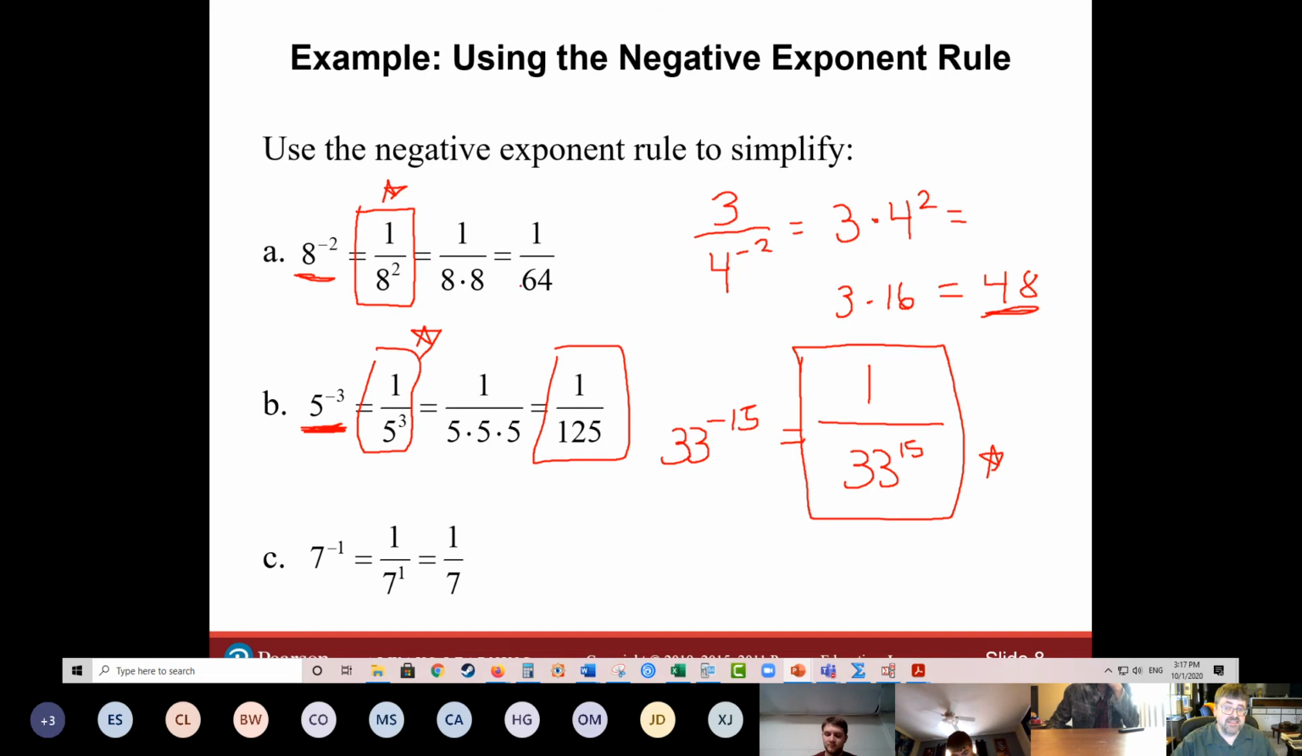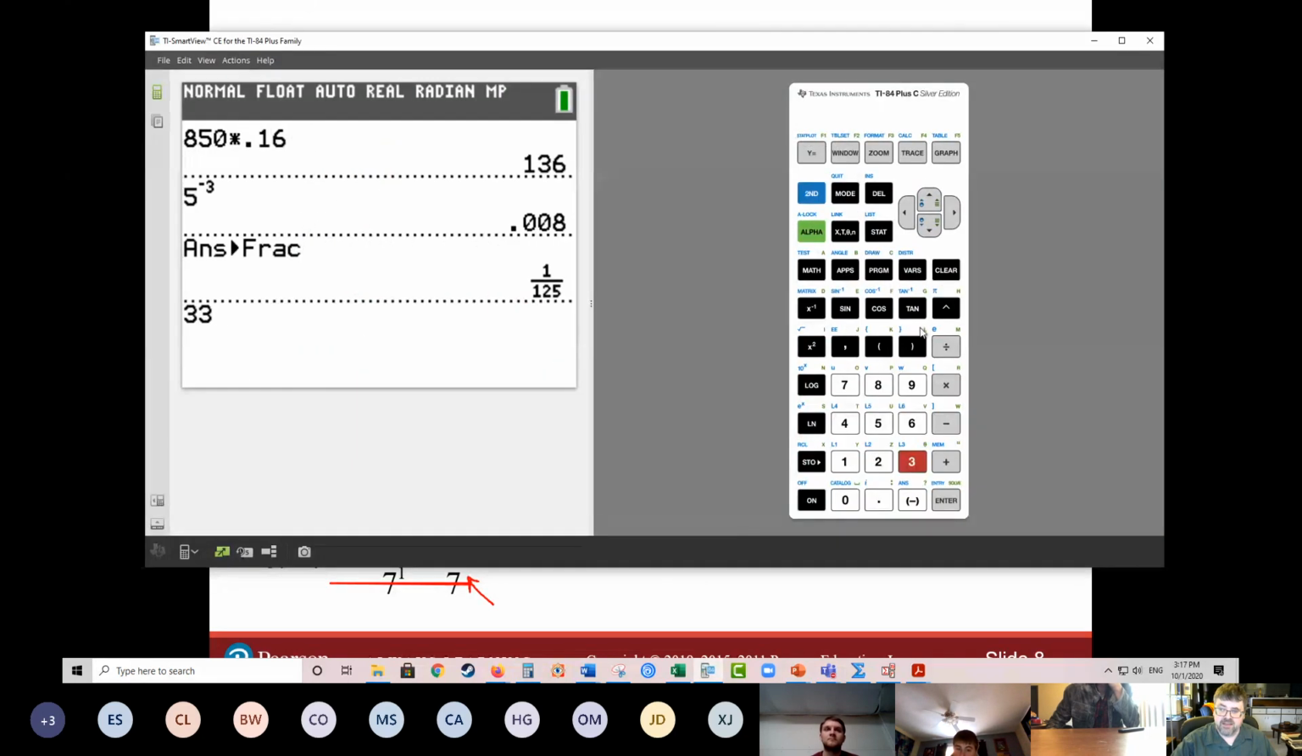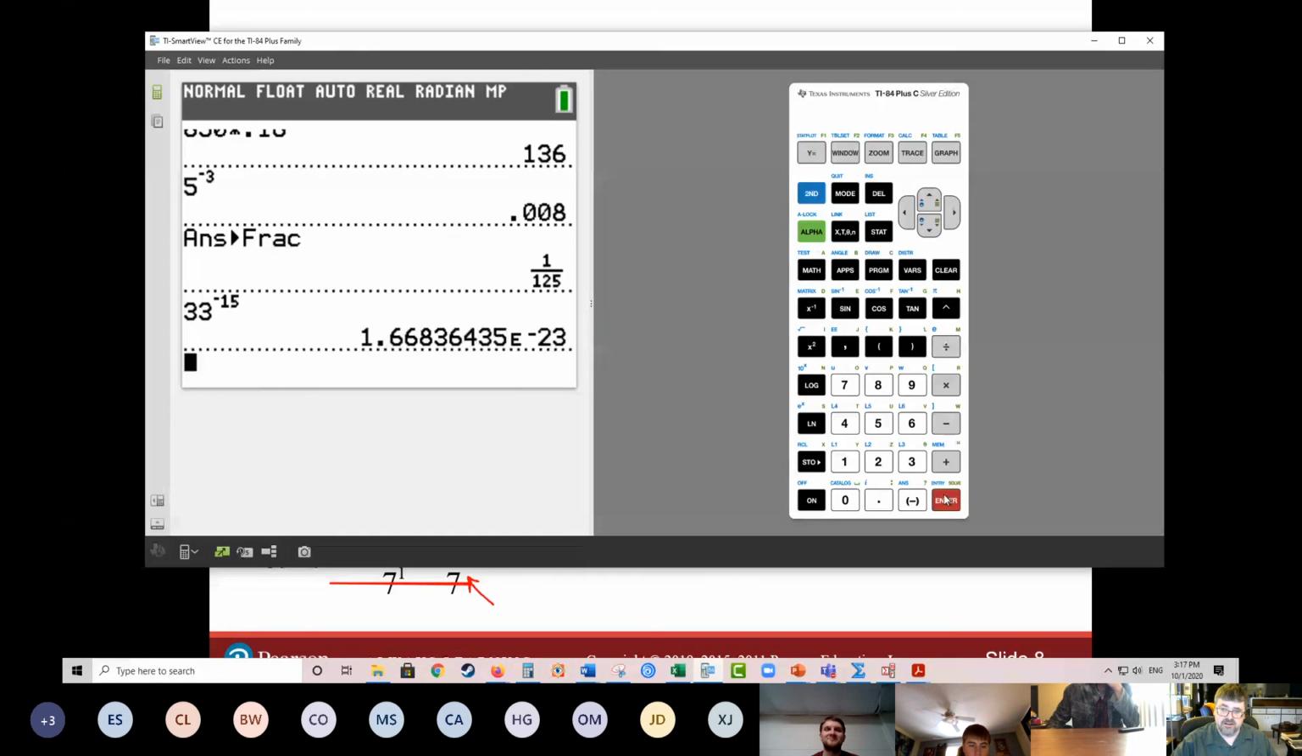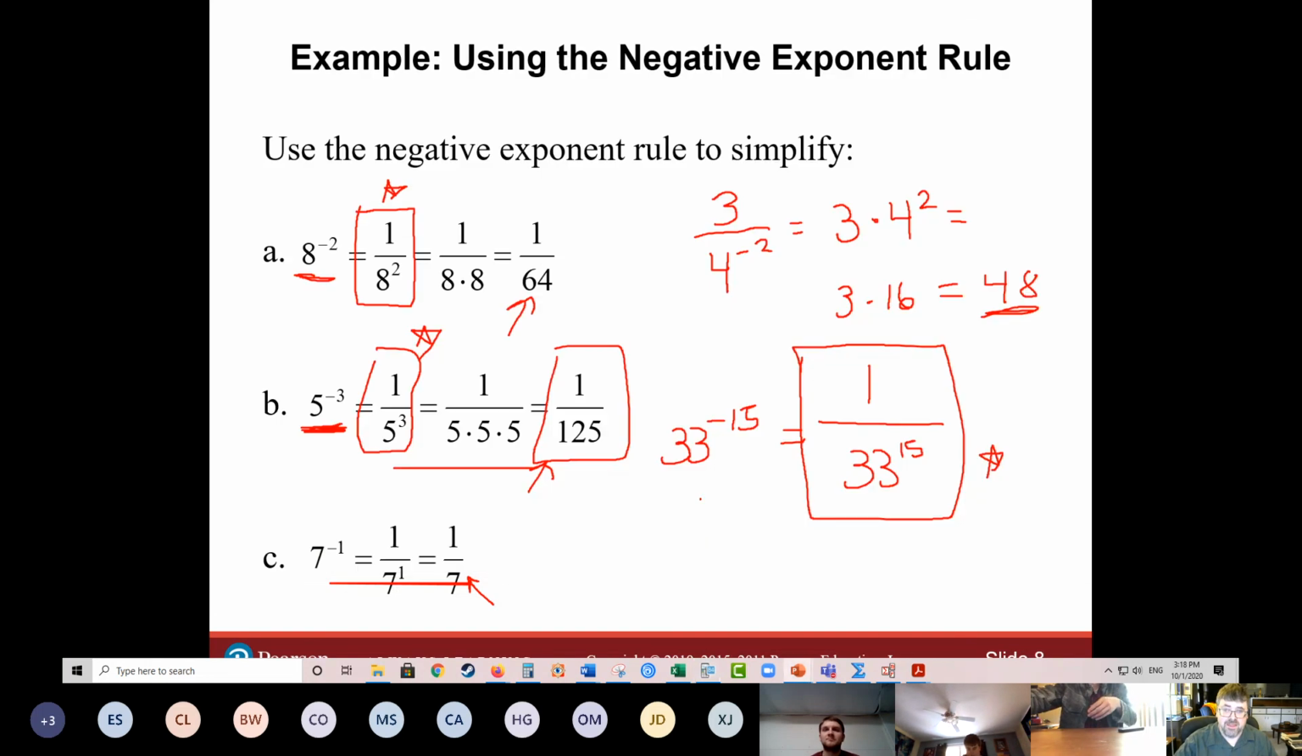If that isn't stated, the expectation is that you're going to simplify as much as you reasonably can. No one expects you to reasonably simplify 33 to the negative 15. I mean, I'm mean and hateful, but not that mean and hateful. So let me see what it says in our calculator. Very appropriate. When I put this in our calculator, I get 1.66836435 e negative 23, which is scientific notation, which is what we're going to talk about on Tuesday.